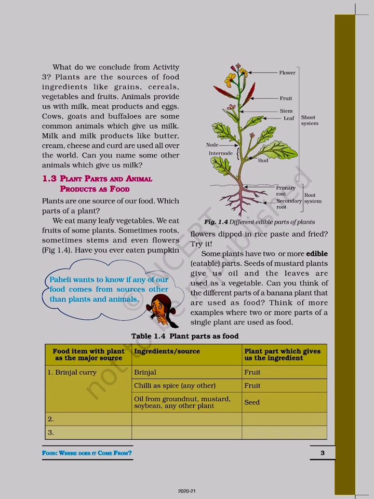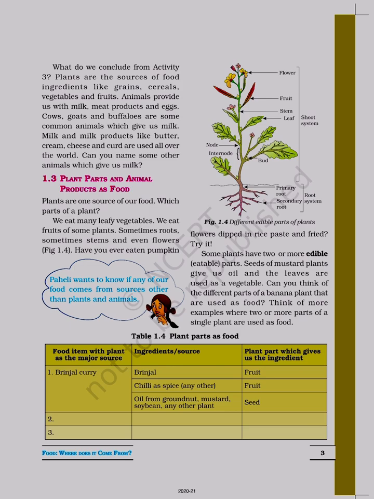Cows, goats, and buffaloes are some common animals which give us milk. Milk and milk products like butter, cream, cheese, and curd are used all over the world. Can you name some other animals which give us milk? 1.3 Plant parts and animal products as food. Plants are one source of our food. Which parts of a plant? We eat many leafy vegetables. We eat fruits of some plants, sometimes roots, sometimes stems, and even flowers.